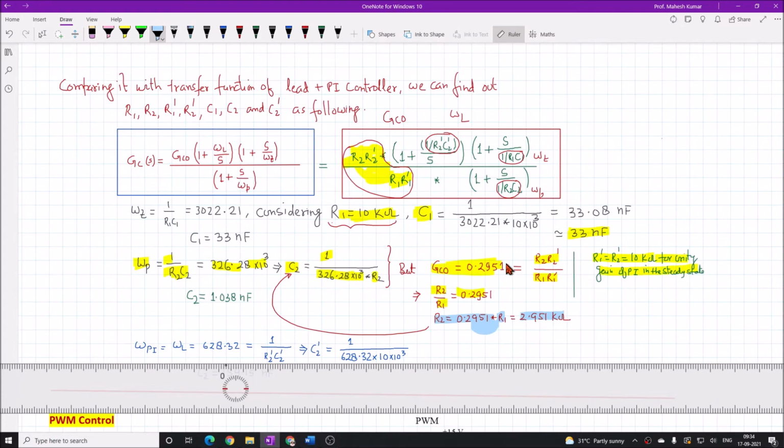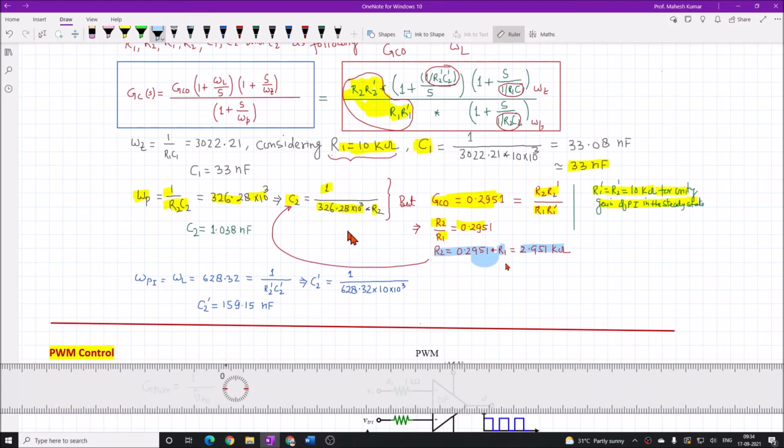Substitute it back to find out C2. So we substitute back here in this expression, C2 here, and then we find the value of C2 comes out to be 1.038 nanofarad, close to 1 nanofarad. R2 is replaced here, not there. I must change this. R2 comes here.